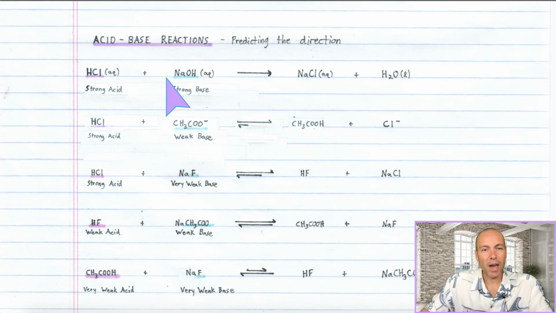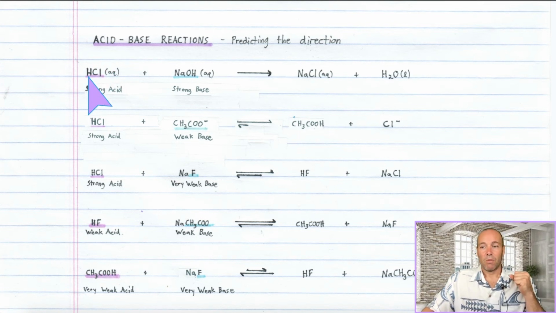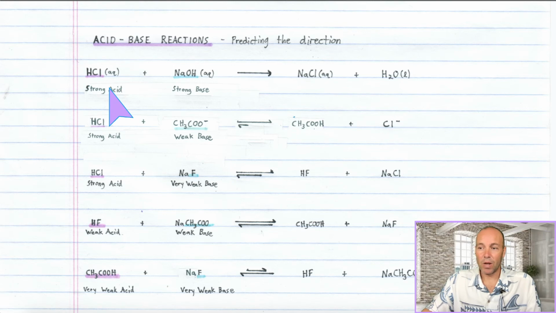So first, let's take the strong acid, hydrochloric acid, and the strong base, sodium hydroxide. Now, this reaction is a one-way process because when you think of a strong acid, you should think that this chemical has to donate its protons. Strong acids donate 100% of their protons. So this guy must give up its proton, and strong bases must accept protons. So this reaction must proceed 100% to form the salt in the water.